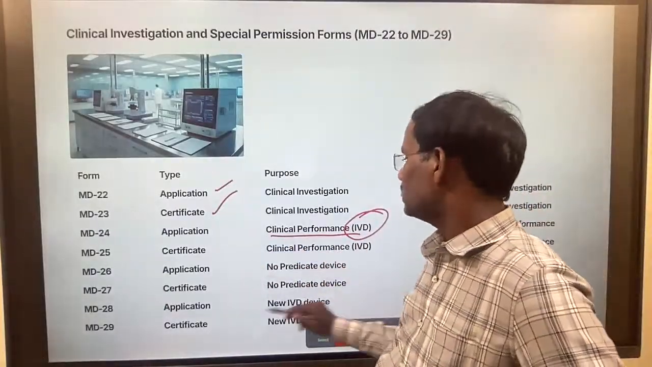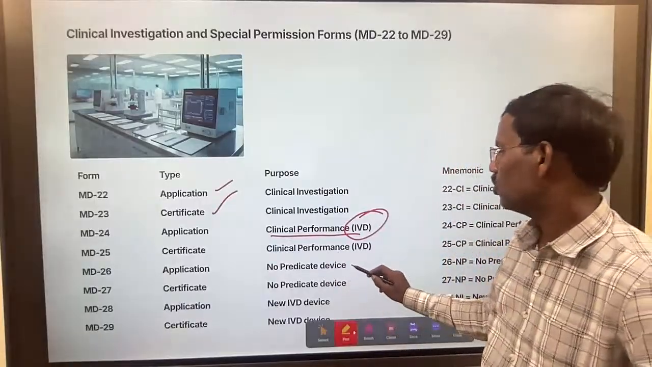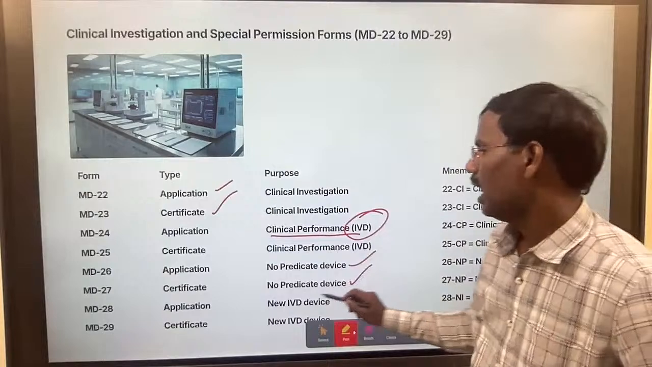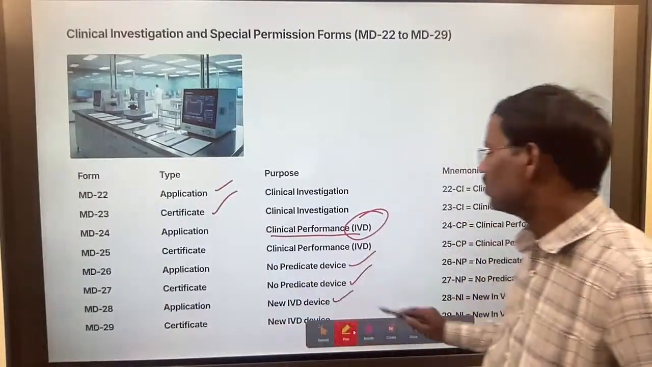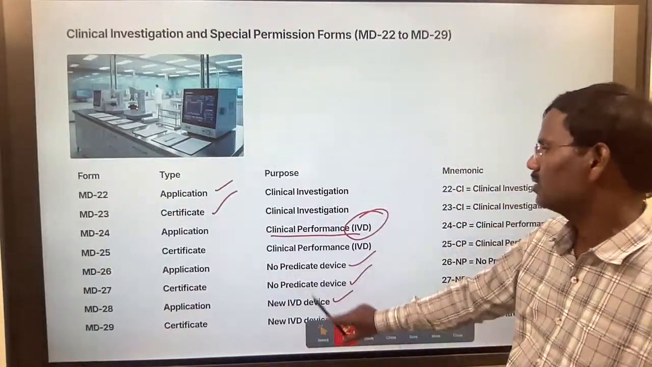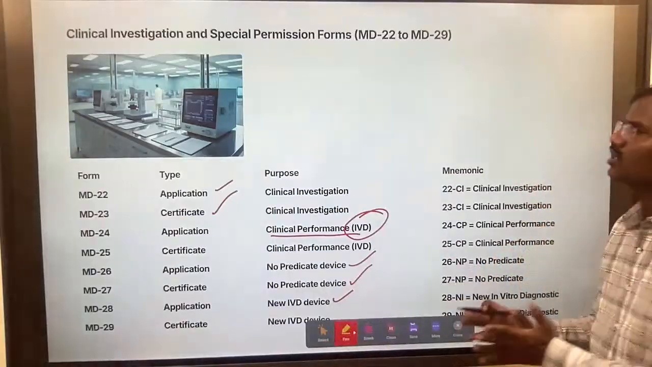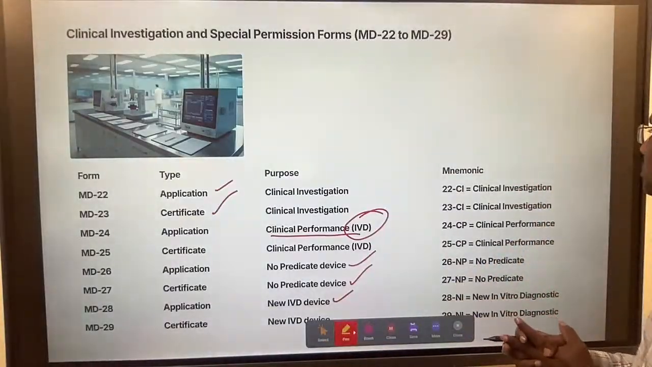And then 26, 27. 26 is about no predicate device, and you will get the license in 27. And 28 talks about new IVD device, which is not present in the market, and you will get the license in 29. This is about clinical investigation and special permissions.